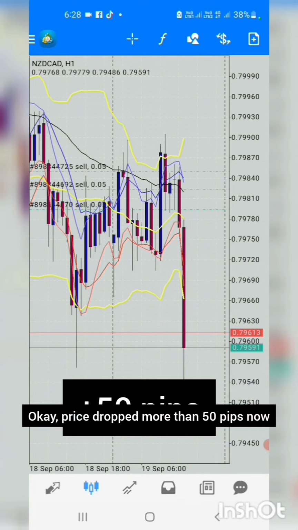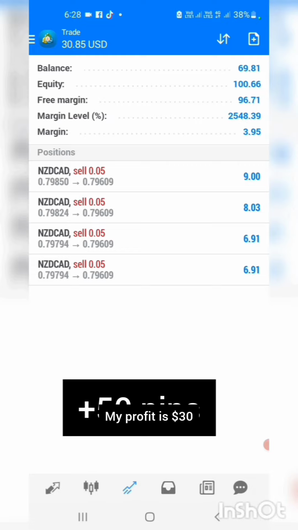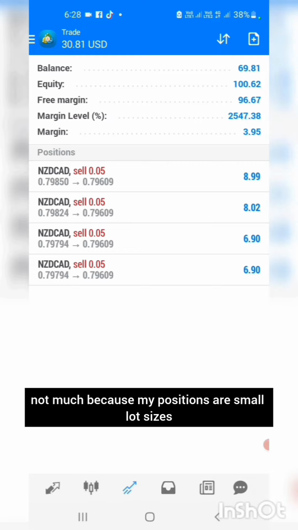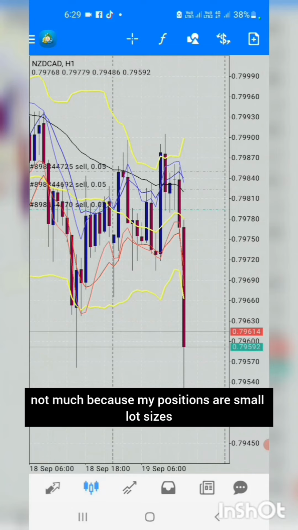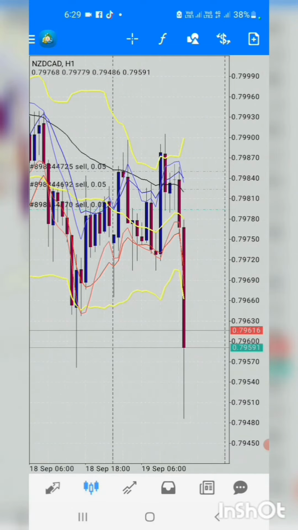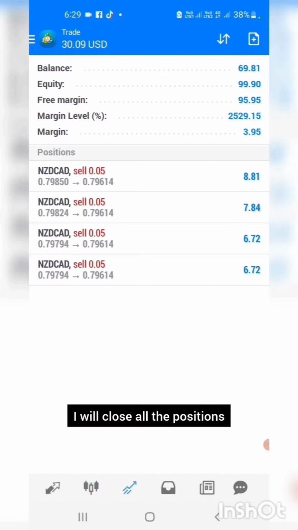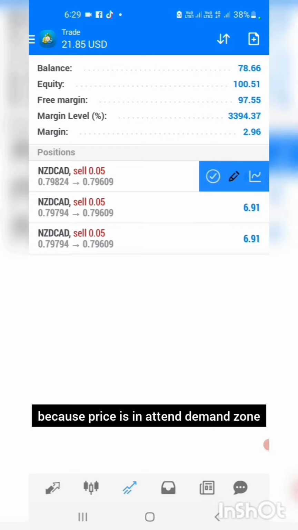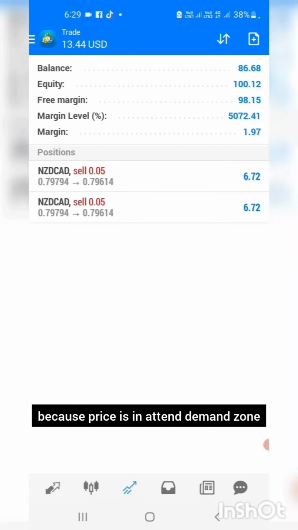Okay, price has dropped more than 50 pips now. My profit is $30, not much because my positions are small lot sizes. I'm looking to grow this small account. I will close all the positions and take profits because price is at a demand zone.